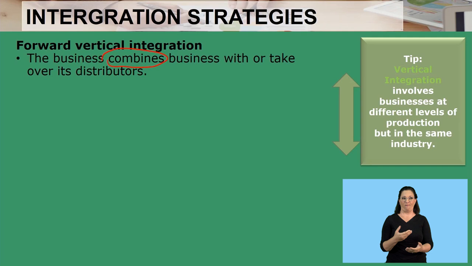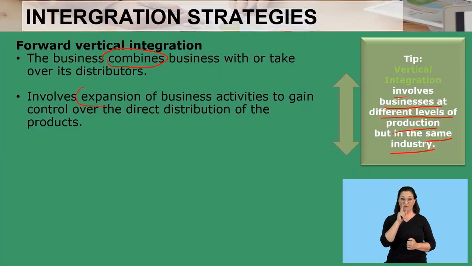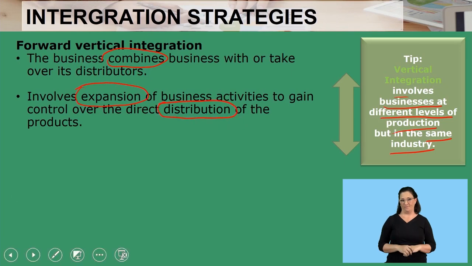Here's a TPA. It says vertical integration involves businesses at different levels of the production. However, we are in the same industry. Here's an example that I'm going to make immediately after teaching all these integration strategies. Let's move on. Forward involves expansion. Expansion is growth of business activities to gain control over the direct distribution of the products. So it's forward. We are taking over our distributors, basically.